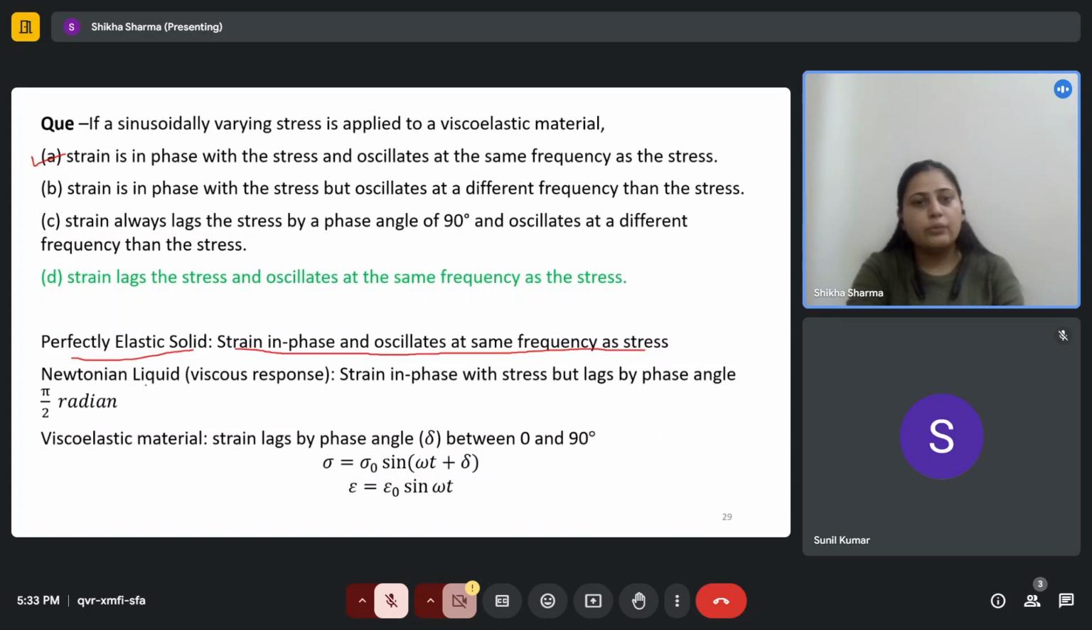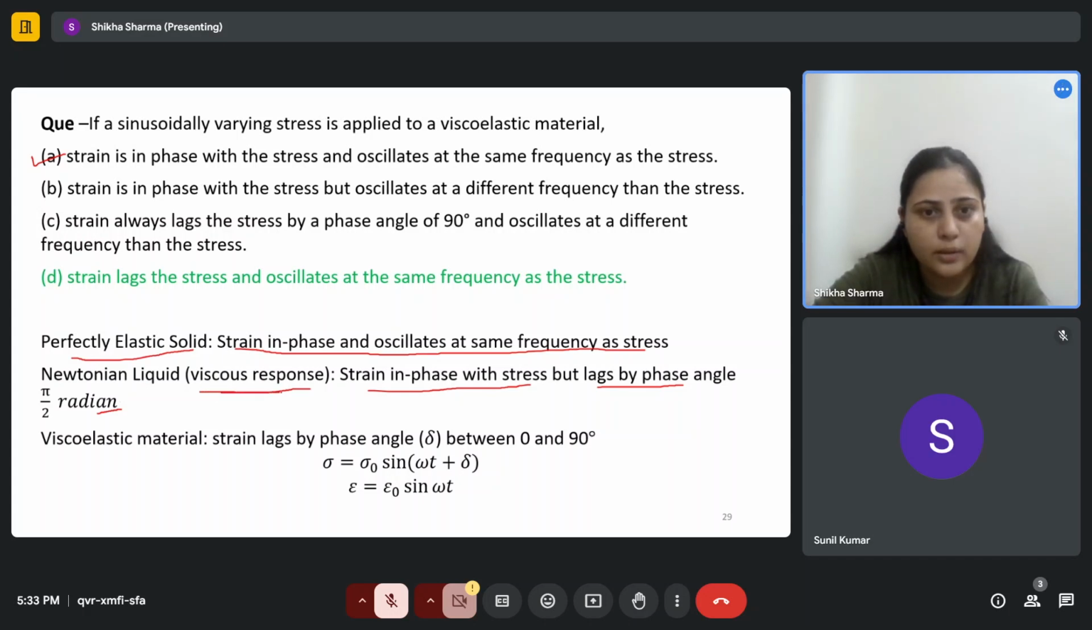For Newtonian liquids or completely viscous material, the strain lags the stress by a phase angle of pi by 2 radian. That is the viscous response. And for the viscoelastic response, the strain lags the stress by some phase angle, which can be between 0 to 90 degrees.